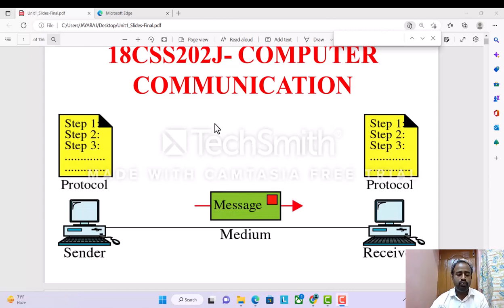Then, whom to communicate with? For that, we need who is going to communicate and who is going to receive the information. That is the sender and receiver. The sender sends the information and the receiver receives it. But how are these things going to happen? That is what these three steps are: step 1, step 2 and step 3. That is nothing but the protocols, the set of rules and regulations for how these communications are to be established.